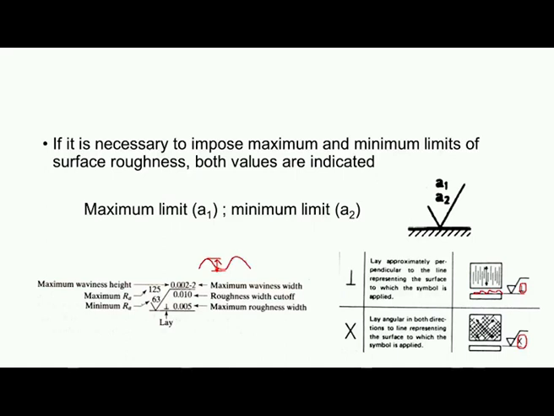So, it is 0.002 millimeter or 2 micrometer, and the maximum waviness width is also mentioned here, it is 2 millimeter. That means this gap is 2 millimeter. And then the roughness width cutoff is also mentioned here. We will learn about this cutoff in greater detail after some time. And this is the maximum roughness width, 0.005 millimeter.